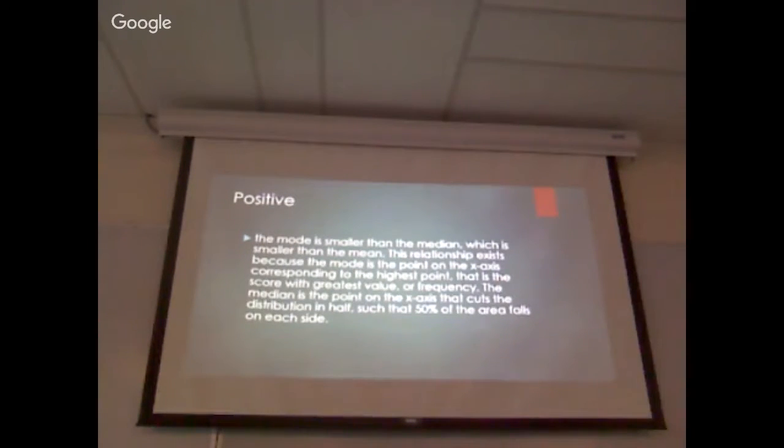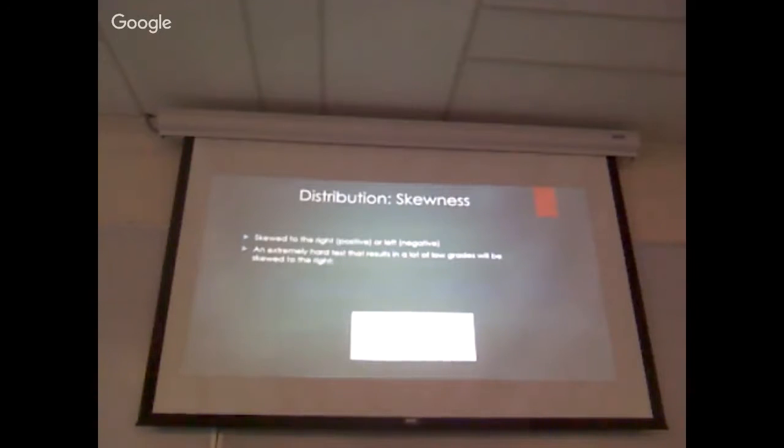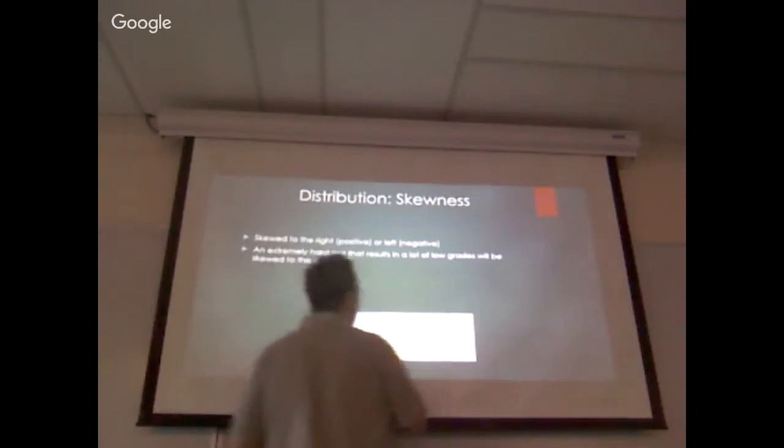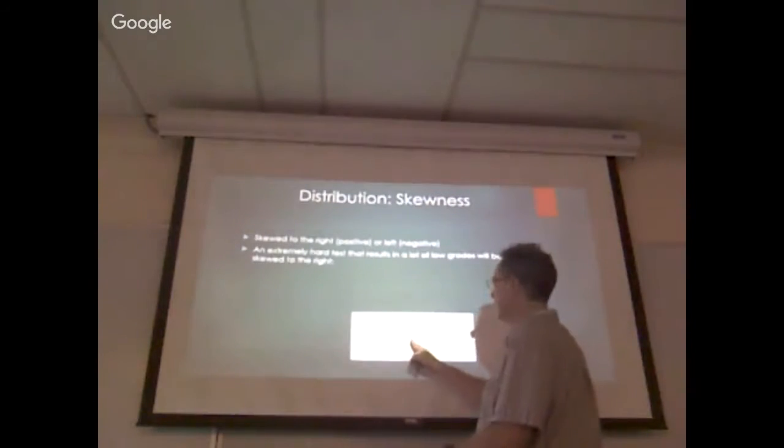Now, the other thing that's going to happen with that positive distribution is, we said that the mean, median, and mode fall in the same place with a normal distribution. What's going to happen here is here's going to be the median, here's going to be the mode, and the mean is going to be right in there.